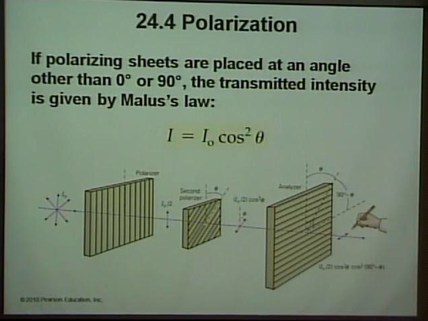M-A-L-U-S. Malus's law. I've got to look it up because I know Malus isn't right. Malice. With malice towards none, we'll move on.